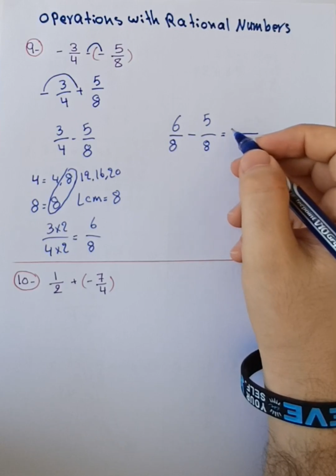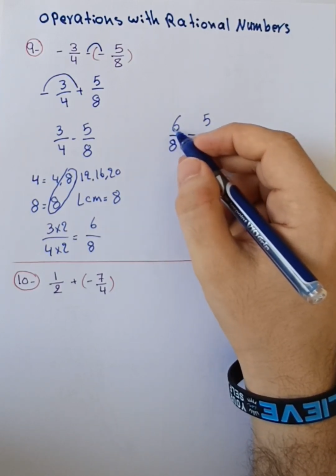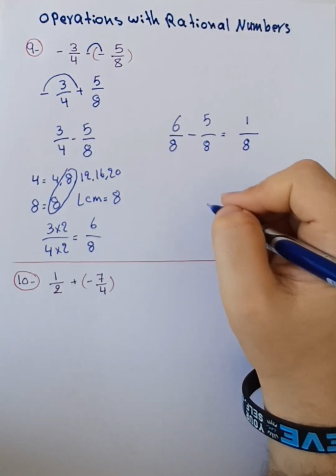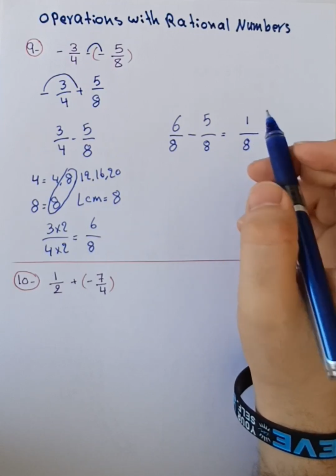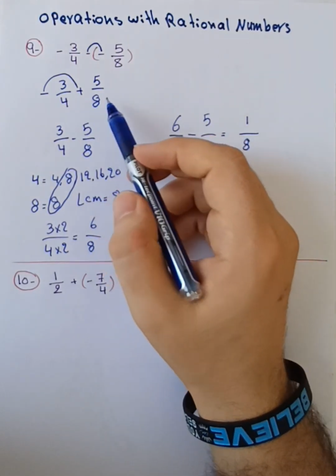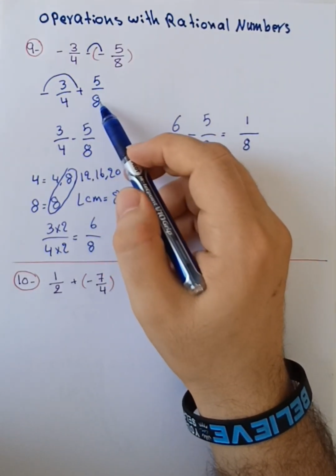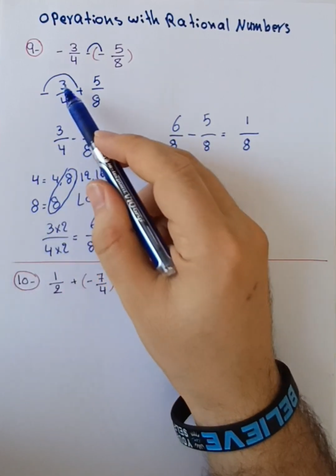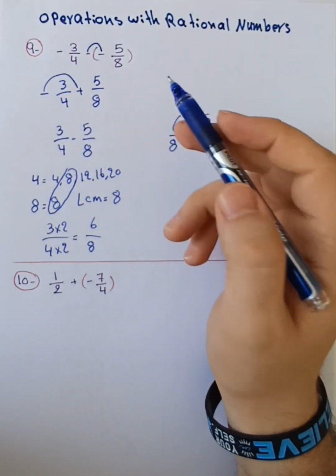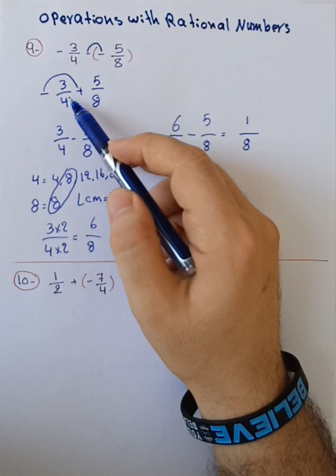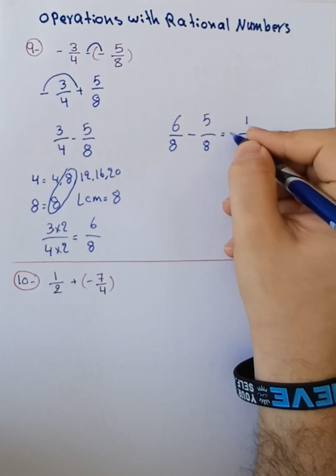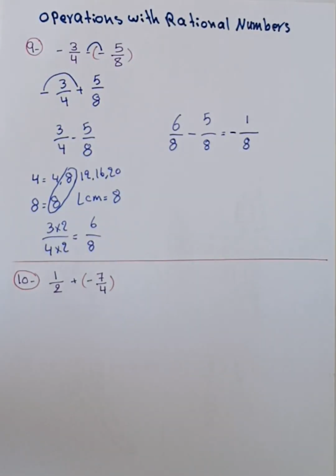6 minus 5 is 1 and the denominator is 8. After that, we have to look at the fractions for writing the sign of the larger fraction. Here we have 5 out of 8 and 3 out of 4. 3 out of 4 is greater than 5 out of 8 because 3 out of 4 is 6 out of 8. So the sign of 3 out of 4 is negative. So you have to write negative 1 out of 8.